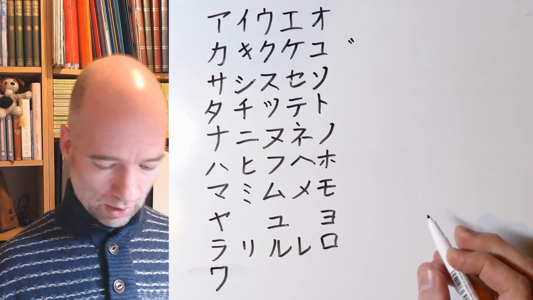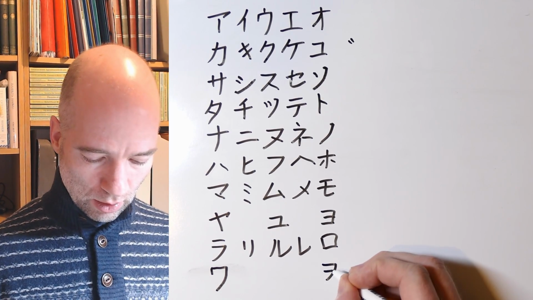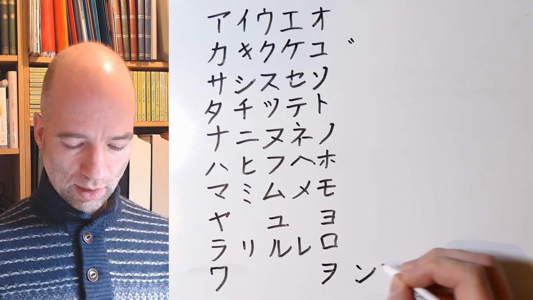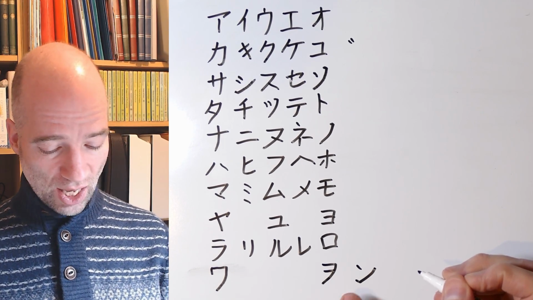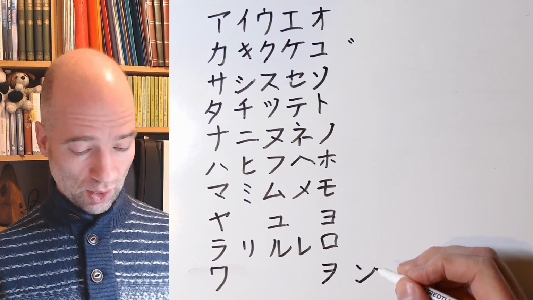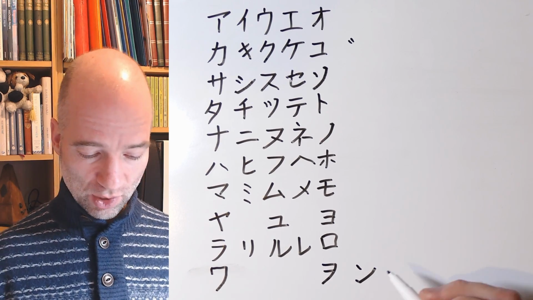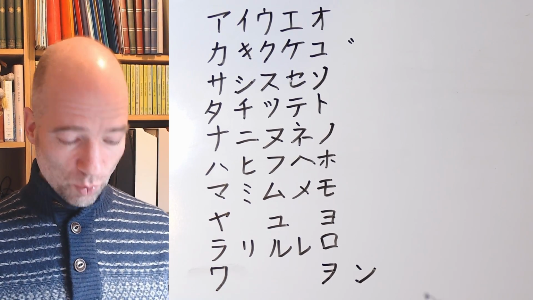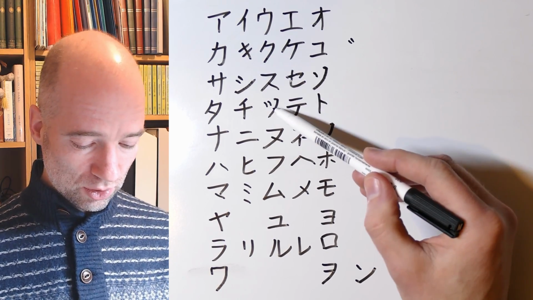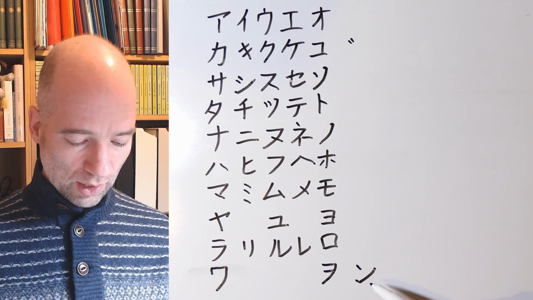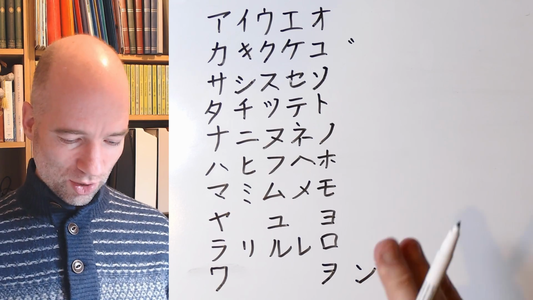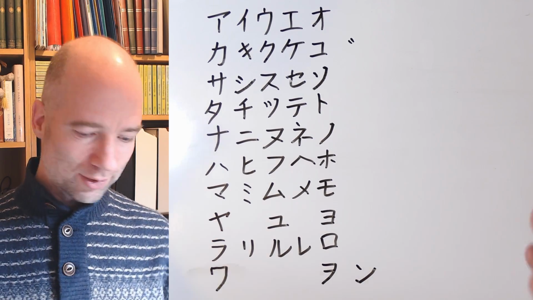Wa, o, and finally n, which looks a lot like shi, but with one of these lines going down. It's from the bottom, so it's a swash from the bottom. So the ones that are the easiest to mix up, I think, are the shi, so, tsu, no, and n. So a lot of care has to be taken making sure the angles are correct.